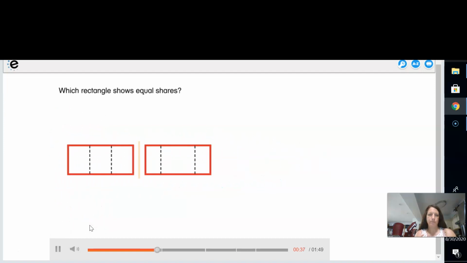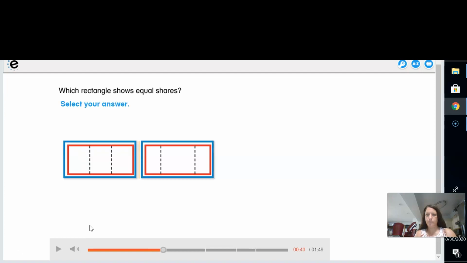Which rectangle shows equal shares? Select your answer. Well, in this rectangle, these two pieces look pretty skinny, but this one is very wide. So I don't believe these are equal. In this rectangle, all three pieces look to be the same size, so equal.